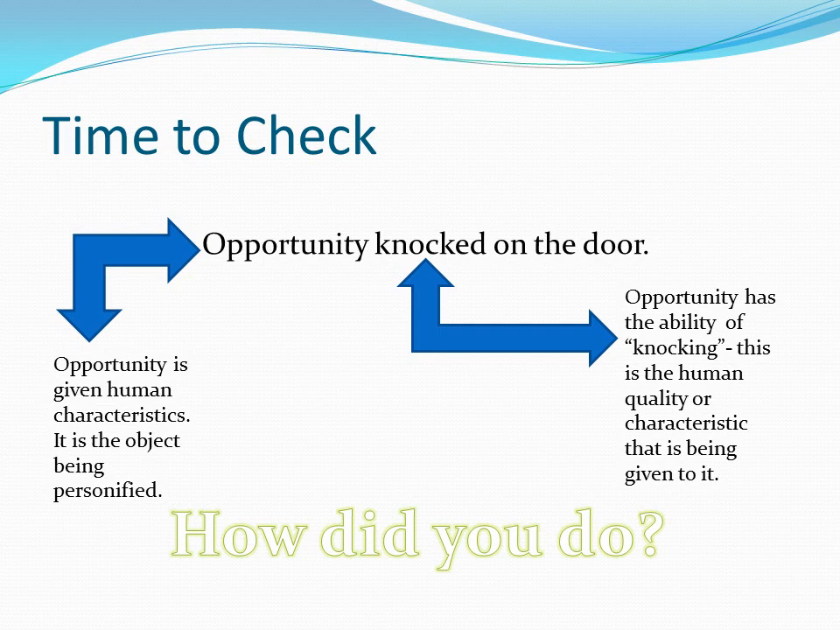So when we check our sentence, "Opportunity knocked on the door," opportunity is given human characteristics. So in this case, it's the object being personified in the sentence. Opportunity is knocking on the door. It knocked on the door. So this is the human quality or characteristic that's being given to the word opportunity.